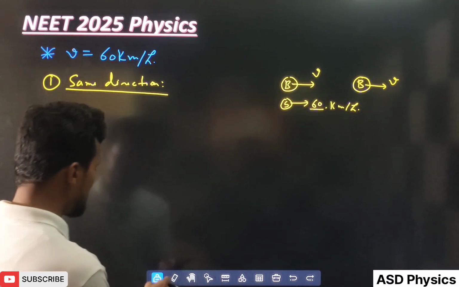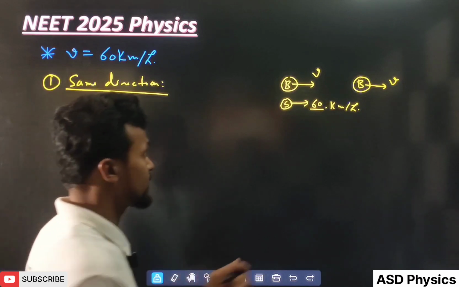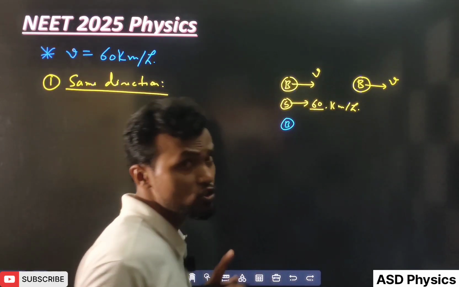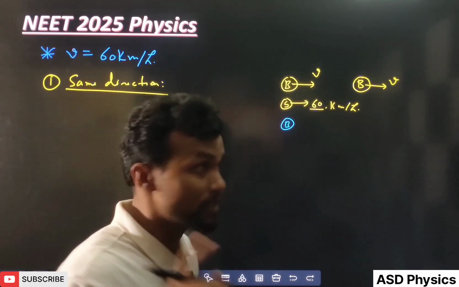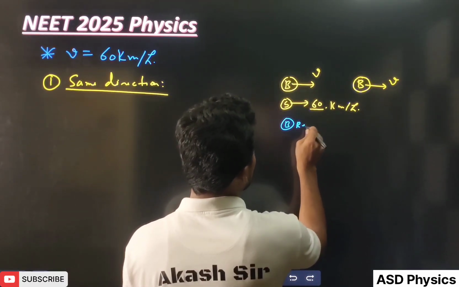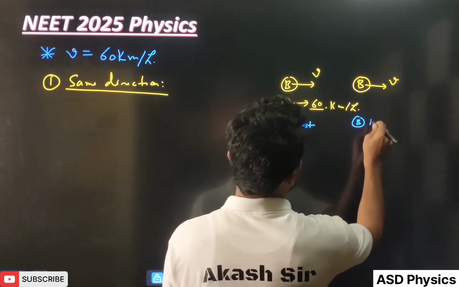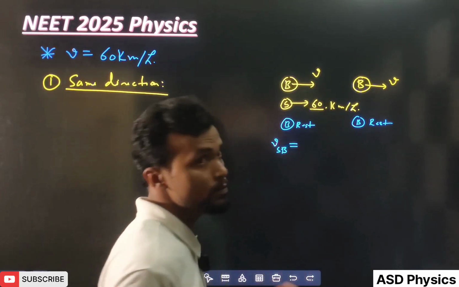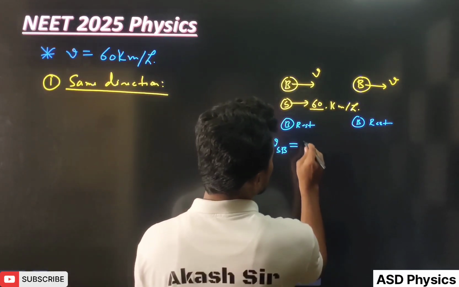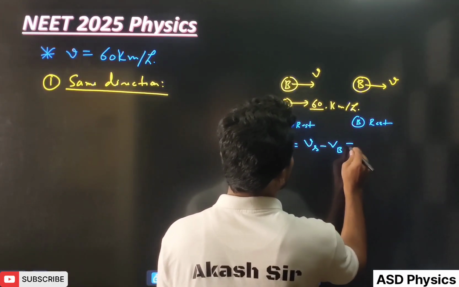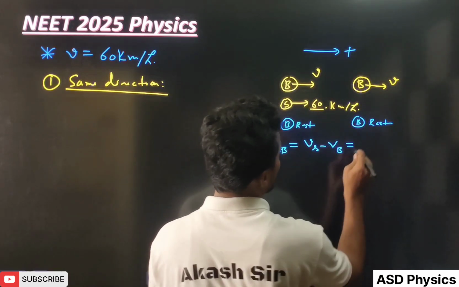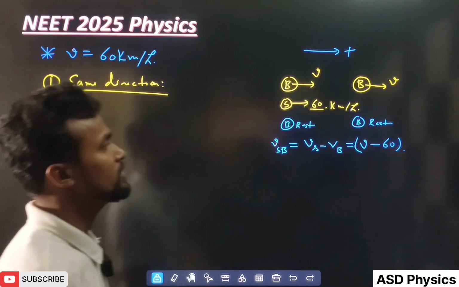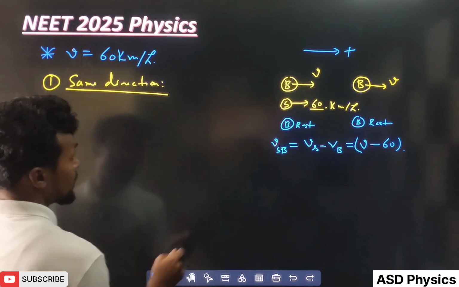So in this situation we have to apply relative motion. When we apply relative motion here, we will see the velocity of scooty with respect to bus. With respect to the bus means this bus will be in a rest situation, and the velocity of scooty with respect to bus will be velocity of scooty minus velocity of bus. Both are in the same direction, so positive. So V minus 60. What is coming here? Velocity of scooty with respect to bus is V minus 60.